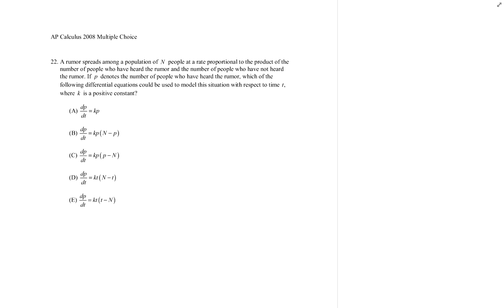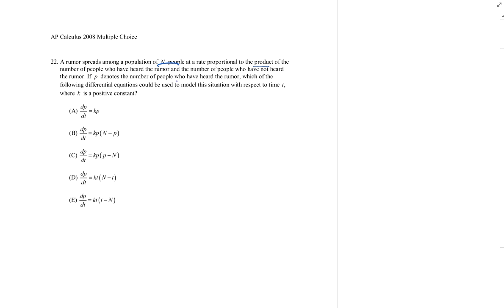Okay, last one for the non-calculator 2008 multiple choice section. Okay, a rumor spreads among a population of n people at a rate proportional to the product of the number of people who have heard the rumor and the number of people who have not heard the rumor.